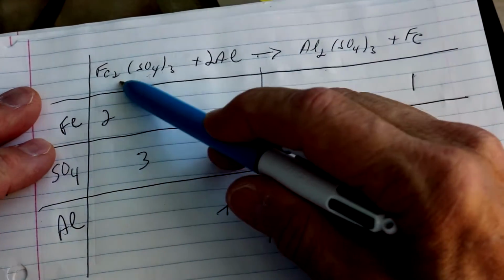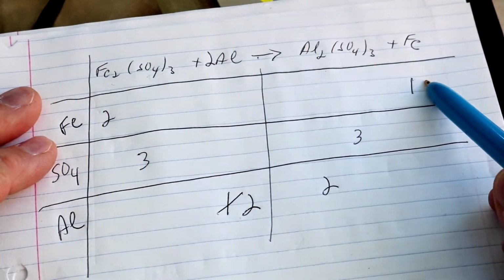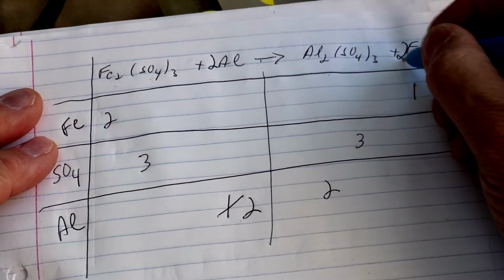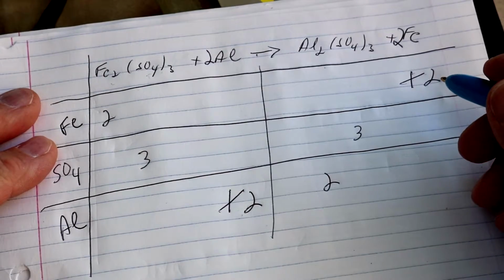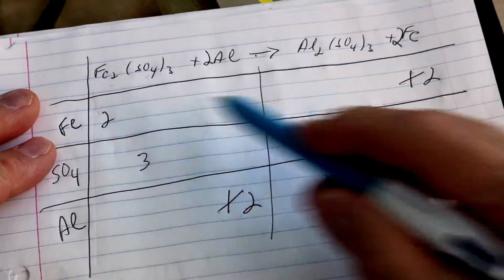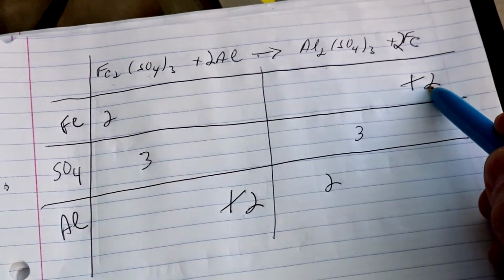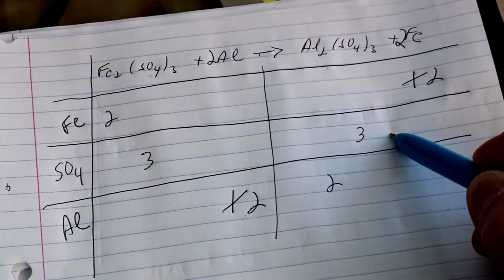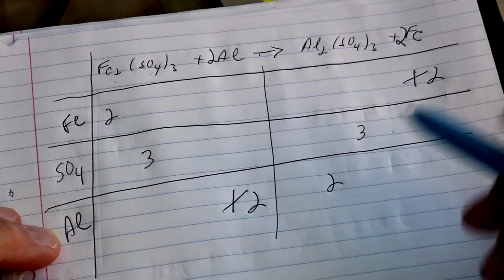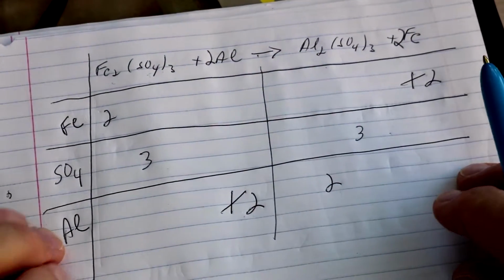Now the iron is next. We have 2 irons on this side and 1 on this side. So if we put a 2 here, that'll fix that. And let's double check. We have 2 irons here and 2 over here. We have 3 sulfates here and 3 over here. And aluminum, we have 2 and 2. All right, so we're good. So this is the final answer.